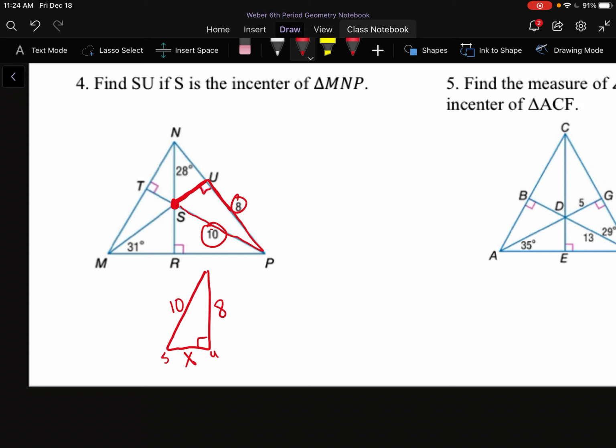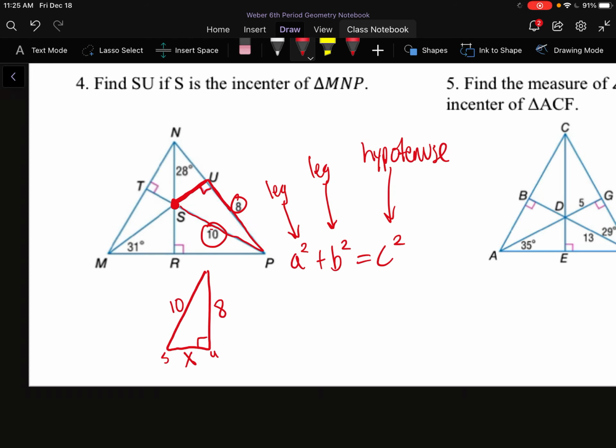Here we're going to use the Pythagorean theorem. The Pythagorean theorem says a squared plus b squared equals c squared. In the Pythagorean theorem, a is a leg, b is a leg, and c is always the hypotenuse.